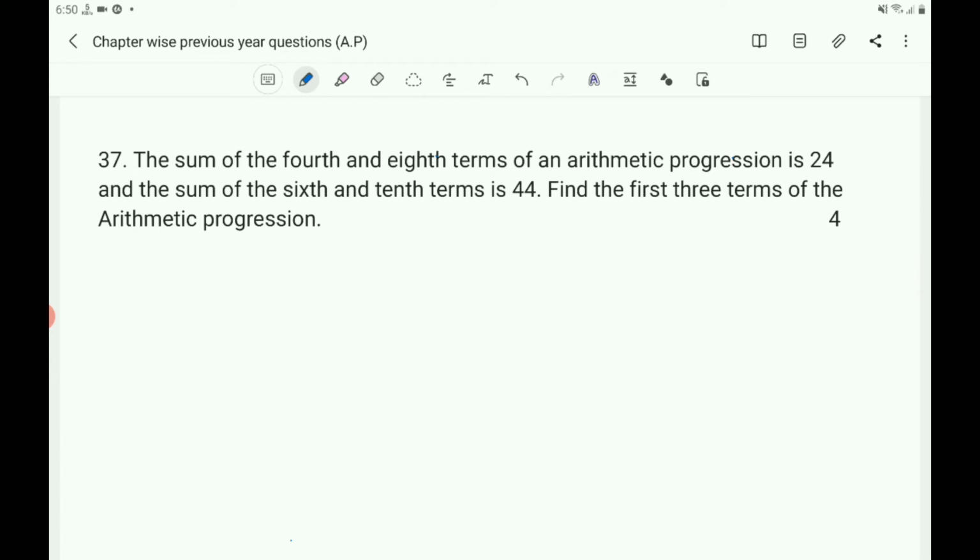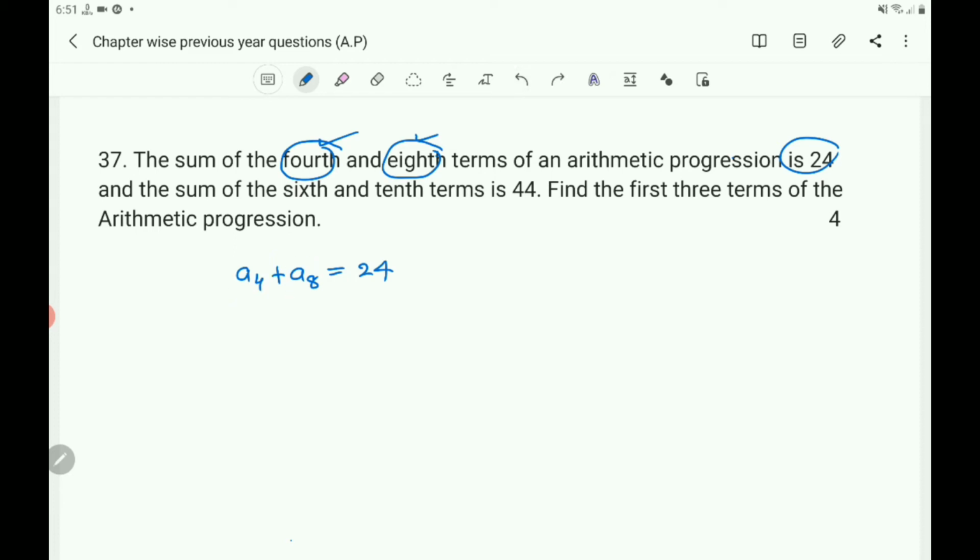The sum of the fourth and eighth term of an arithmetic progression is 24 and the sum of the sixth and 10th terms is 44. Find the first three terms of the arithmetic progression. Here what is given? The sum of the fourth and eighth term is 24. That is a4 + a8 = 24.